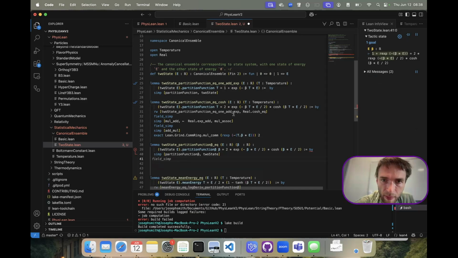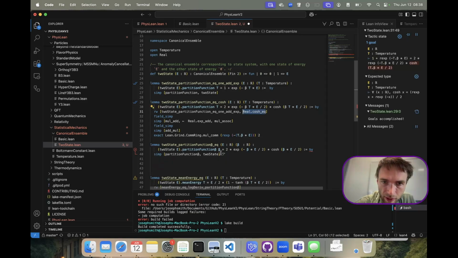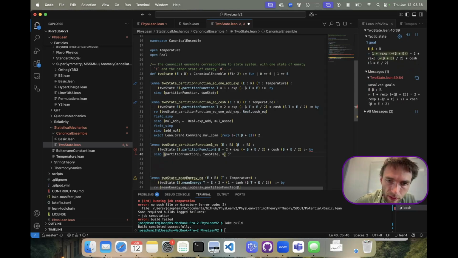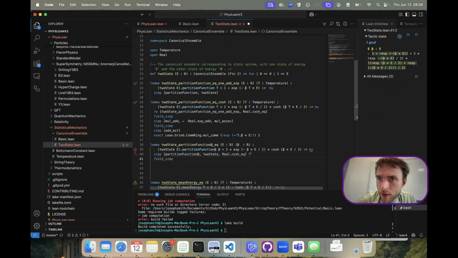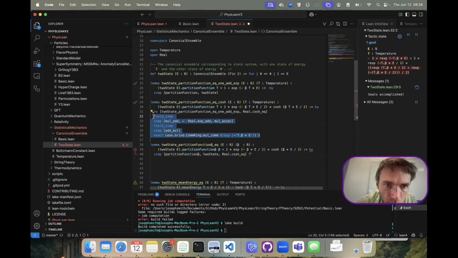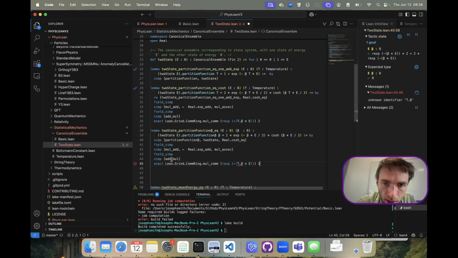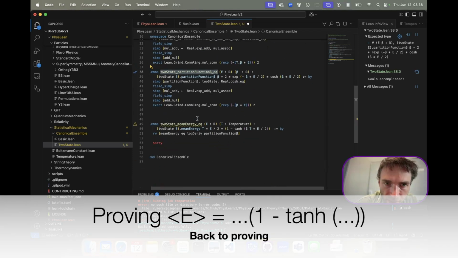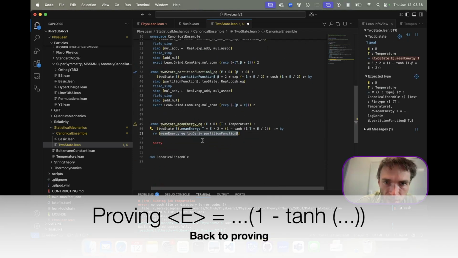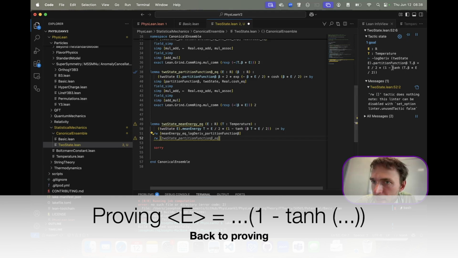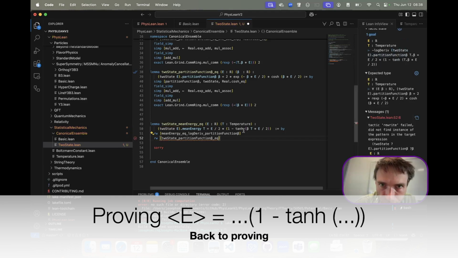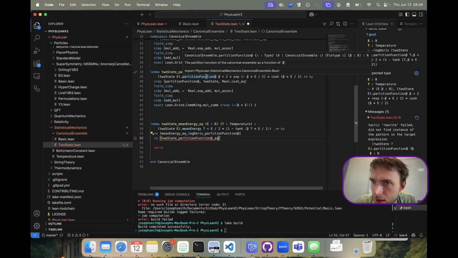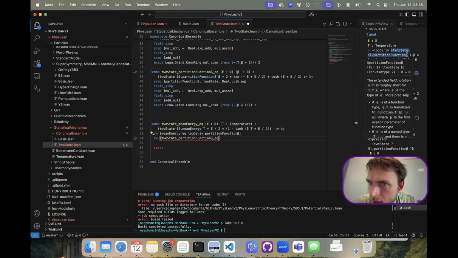So let's simplify with this real.cosh. And I think the rest of the proof should just be exactly the same. And it's not quite because of this. Good. Okay, so we actually want to show this thing here. So we now want to rewrite this partition function as a function of beta as this. And the reason that it's not working is y.